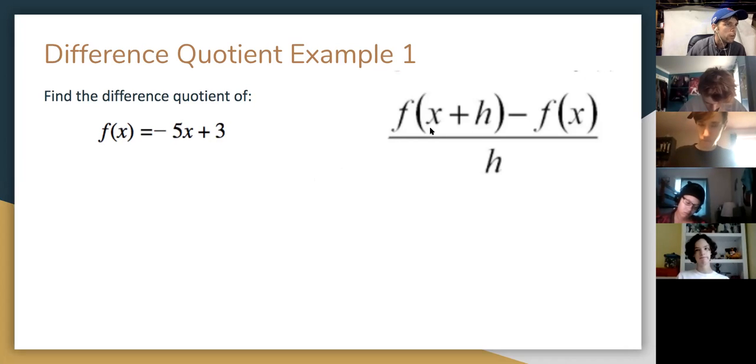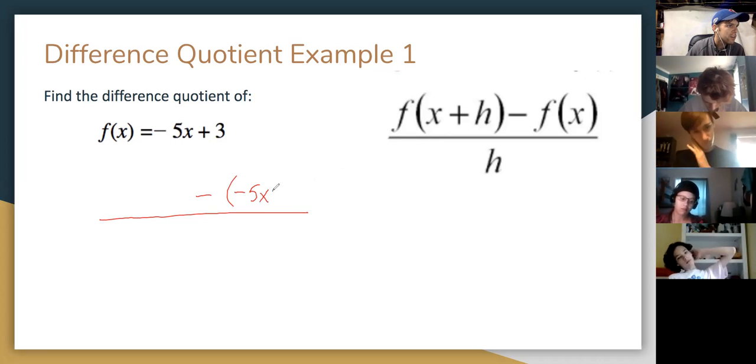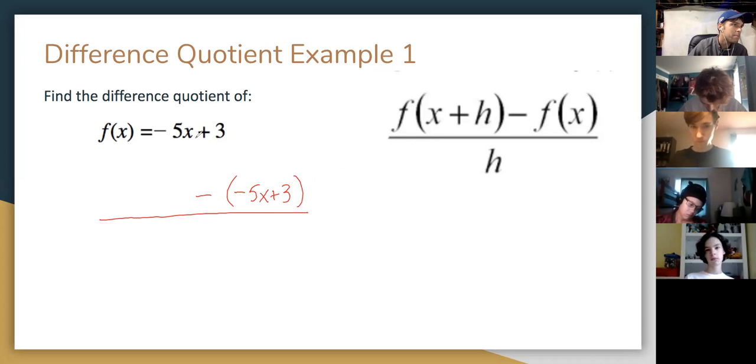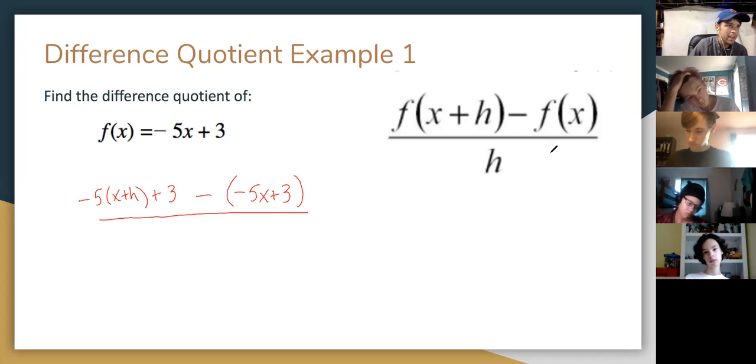Okay, so I have my difference quotient. I'm subtracting the original function. That's the easy part to start with. So I'm subtracting the original function, that's this piece. I want to figure out what f of x plus h is. Well, that would mean plugging in x plus h into our function here. So negative 5 times x plus h, plus 3. I just basically took my function and plugged in x plus h. And for the second piece, I just rewrote the function rule, f of x, which is that. And that's all going to be divided by h.